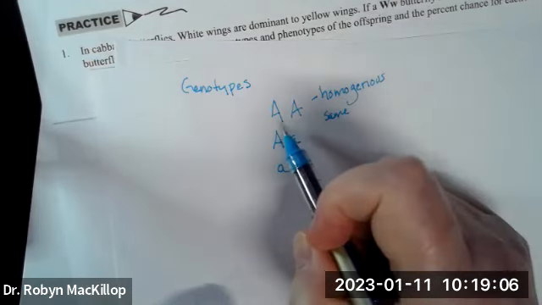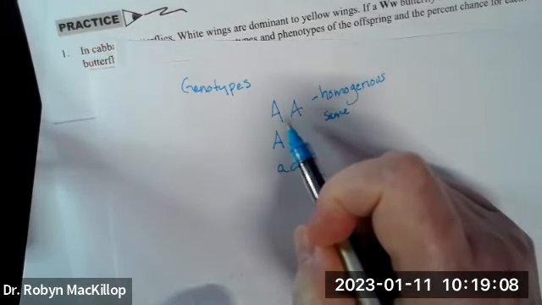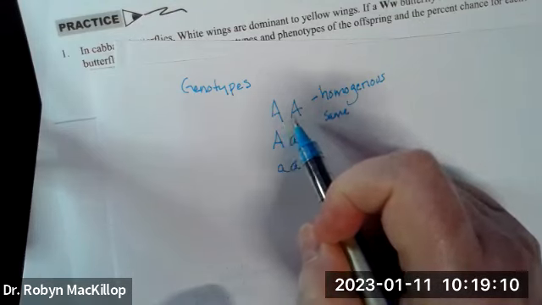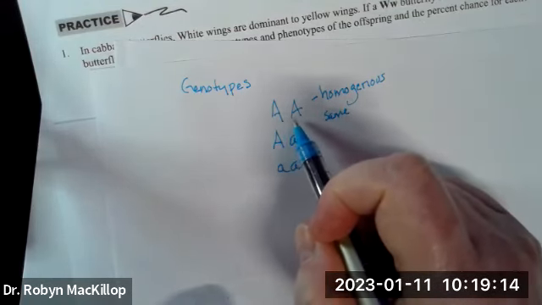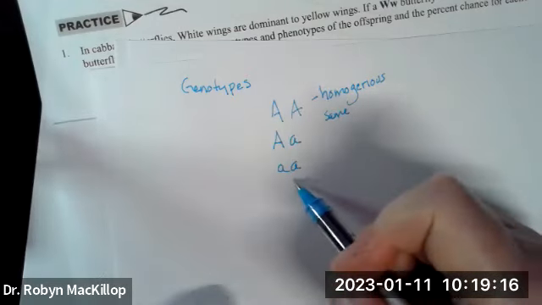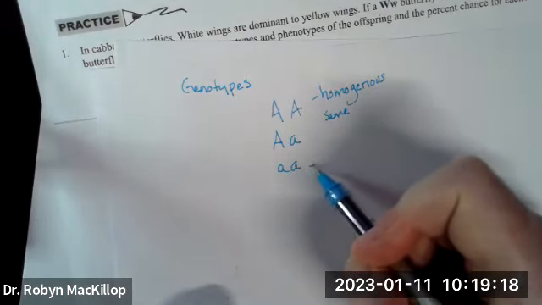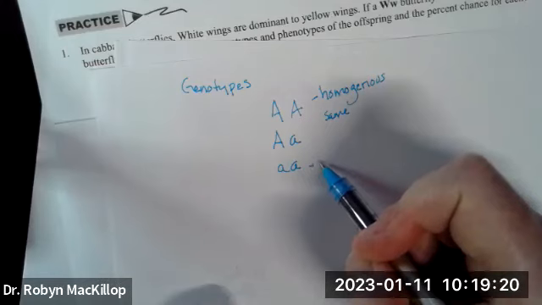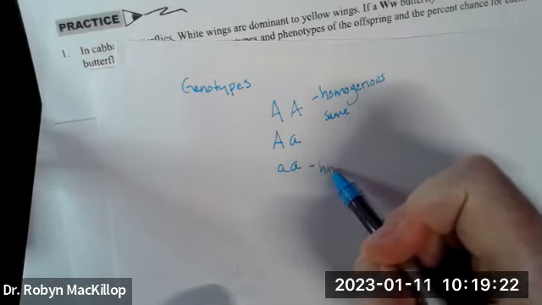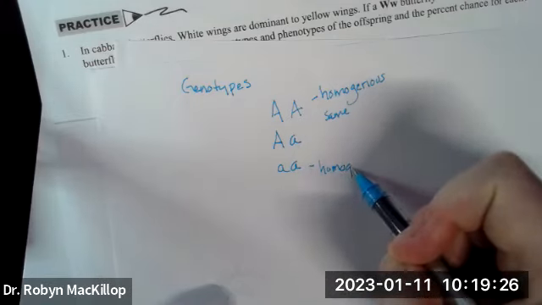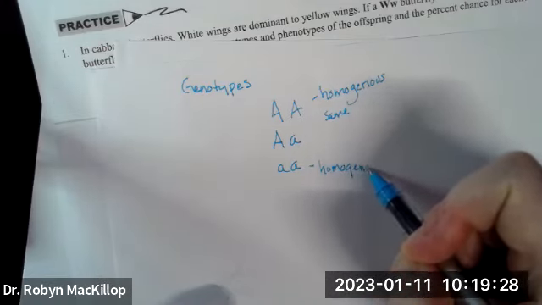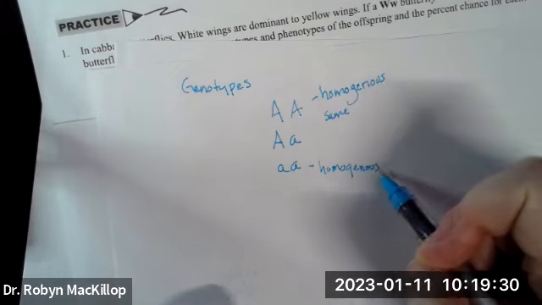So this is homogeneous dominant because they're both dominant. They're both capital A's. Homogeneous dominant. This one is homogeneous recessive. So same term because they're both recessive. They're the same. Homogeneous recessive.